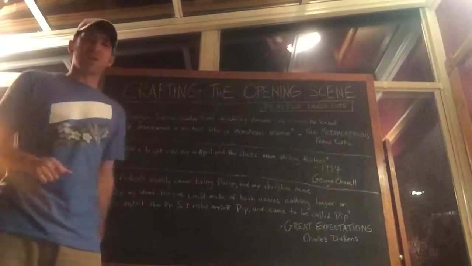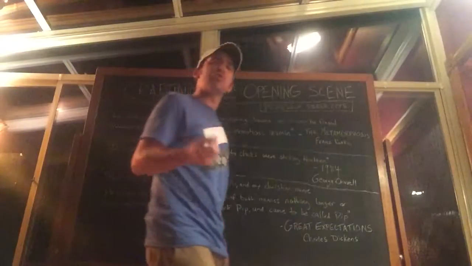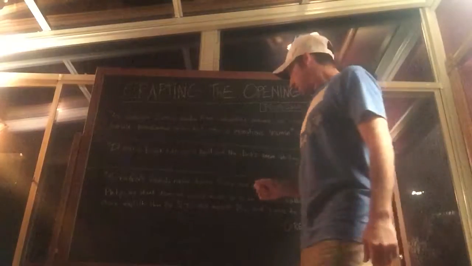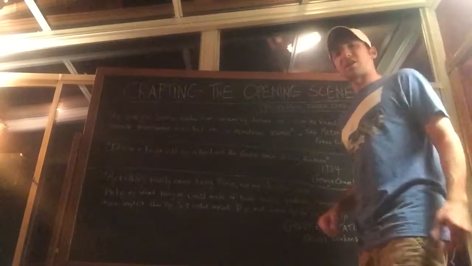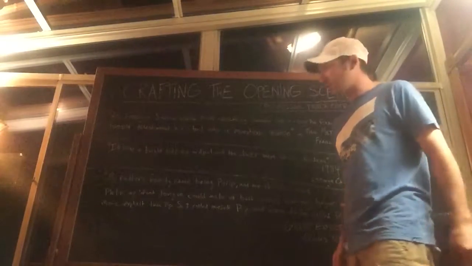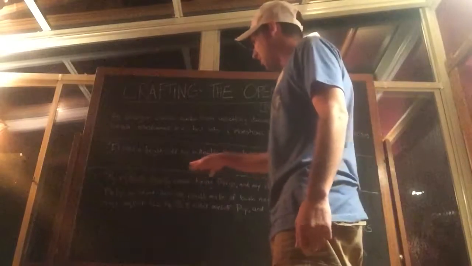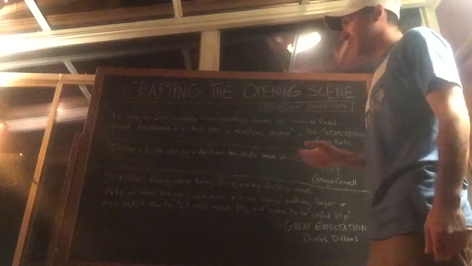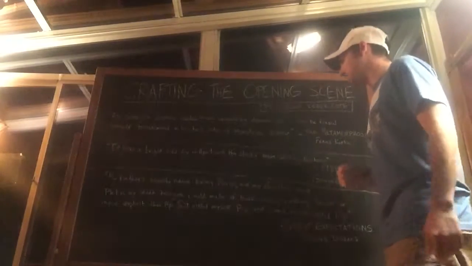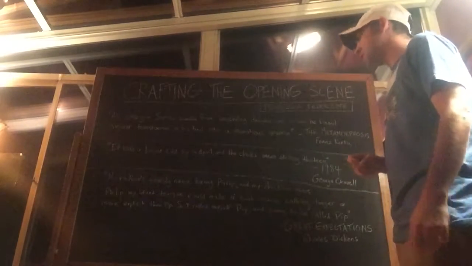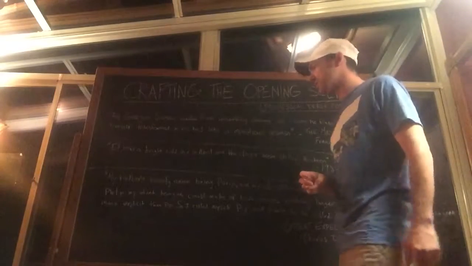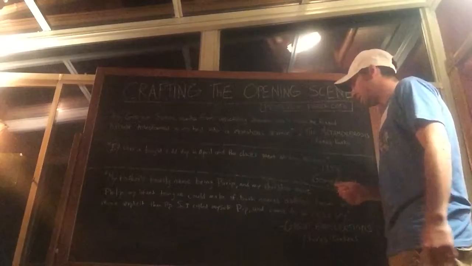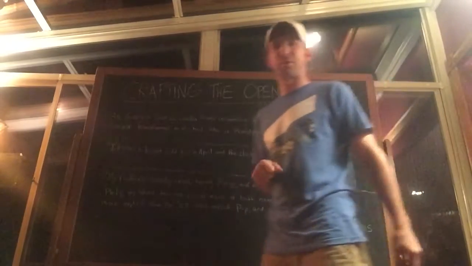The final example that I've come up with here is when you introduce the character at the beginning of the story. For this example, I've used Great Expectations by Charles Dickens. And this begins, "My father's family name being Pirrip, and my Christian name, Philip, my infant tongue could make of both names nothing longer or more explicit than Pip. So I called myself Pip, and came to be called Pip."